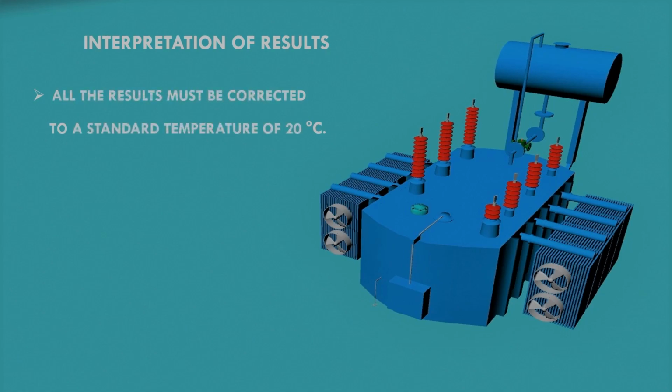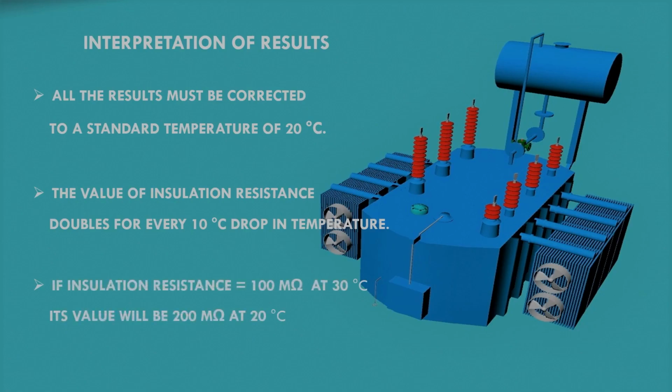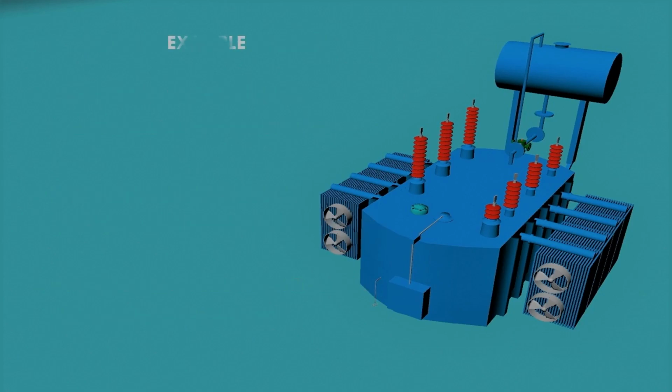The insulation resistance value is highly dependent on temperature. The value of insulation resistance doubles for every 10 degrees Celsius drop in temperature. So, if the insulation resistance is 100 mega ohm at 30 degrees Celsius, its value will be 200 mega ohm at 20 degrees Celsius. Now, we will explain this with an example.